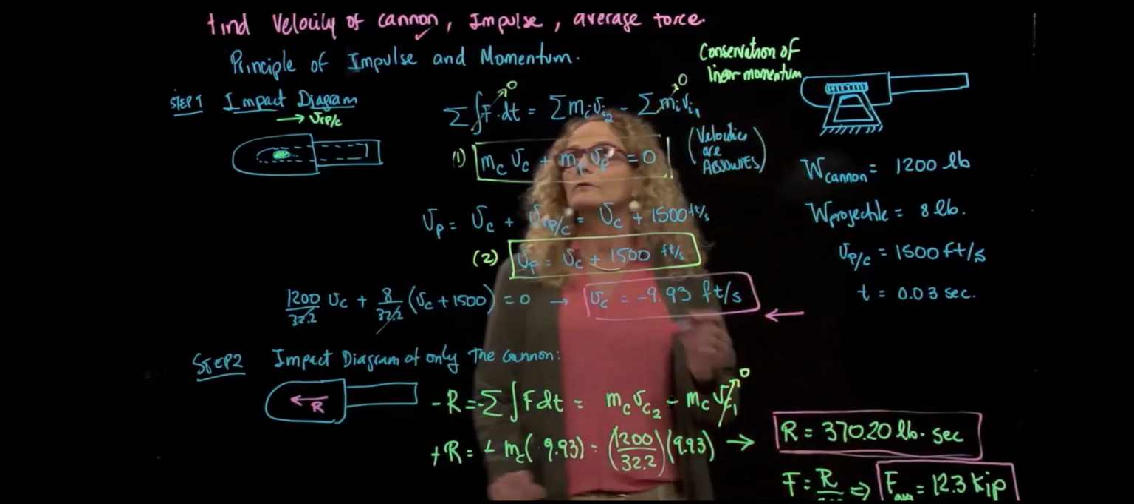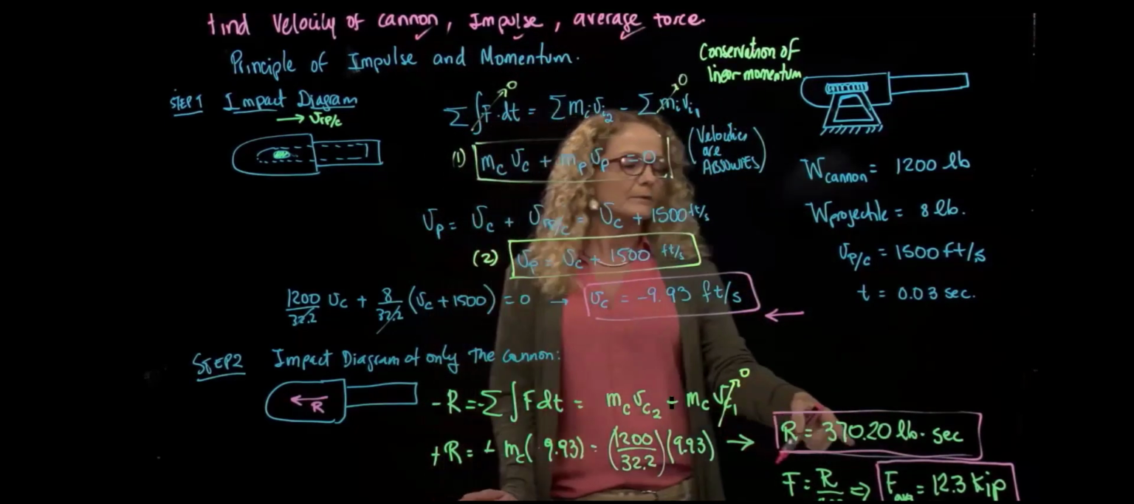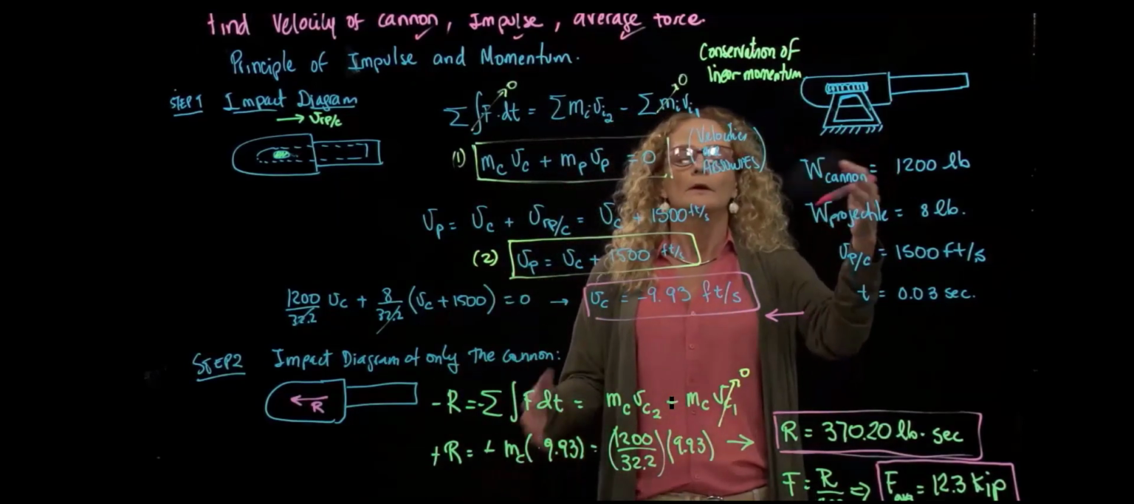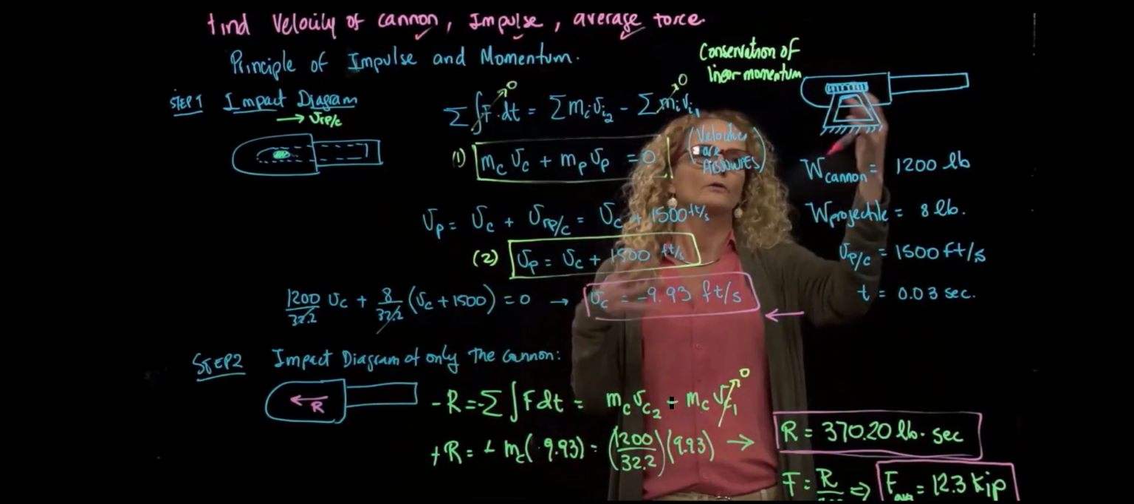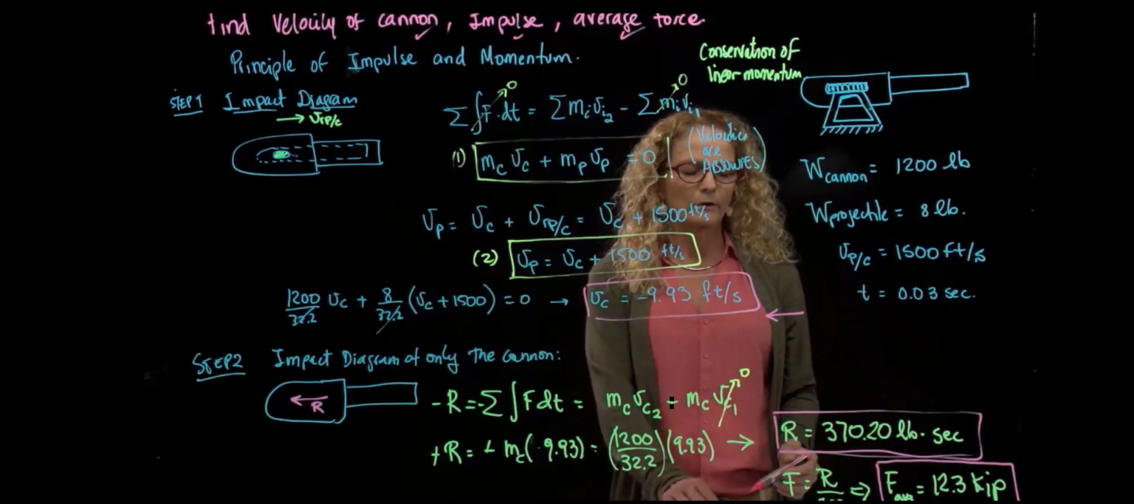Okay, so we were able to find the velocity of the cannon, the impulse, and the average force. That average force is the one that the spring is going to receive. So if further on you want to use these values to design that cannon, those are the forces and values that you will be using.